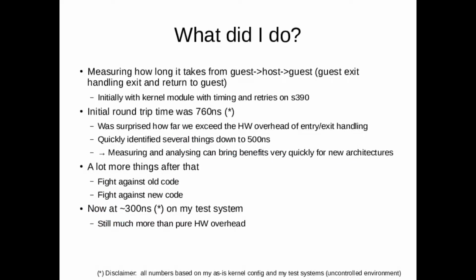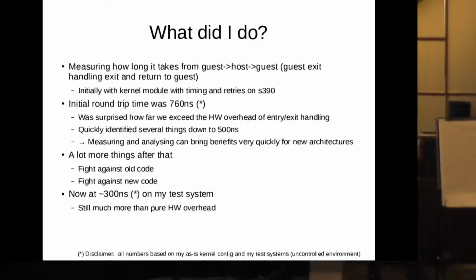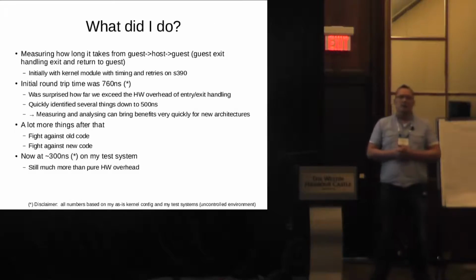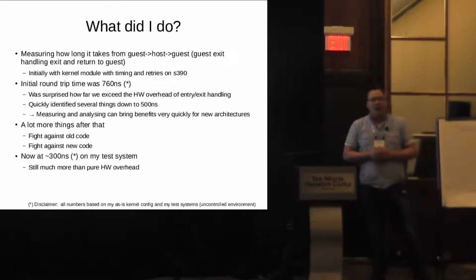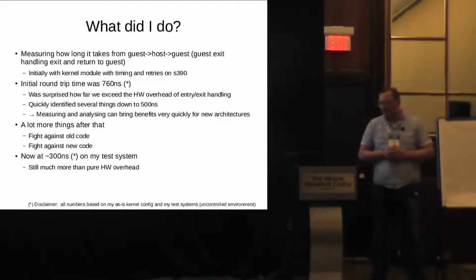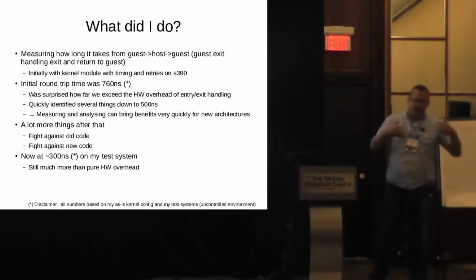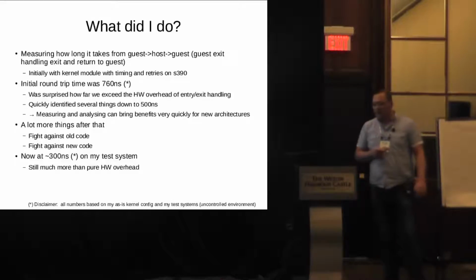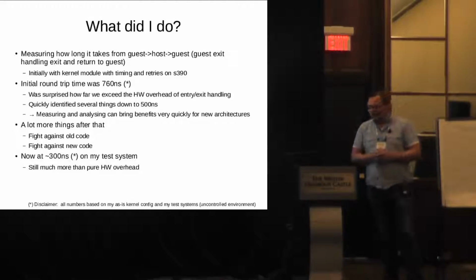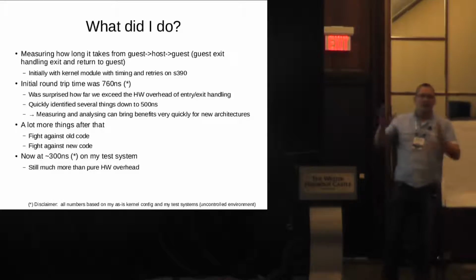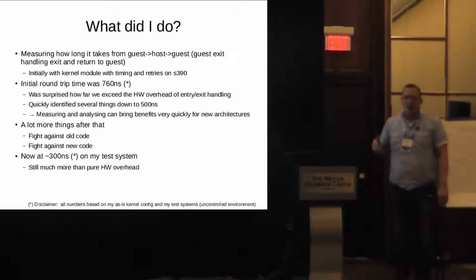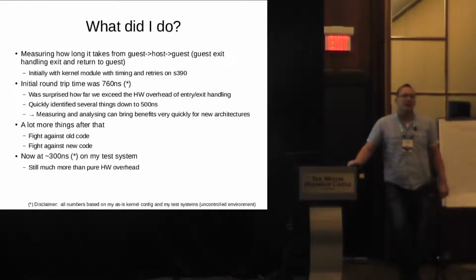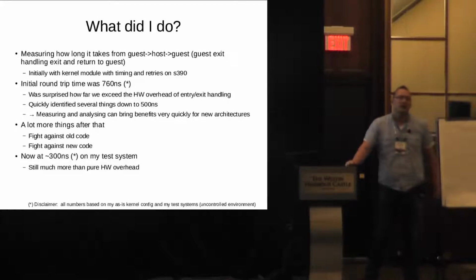So what did I do, basically? I wrote a kernel module for S390, which basically ran instructions where I knew that they will cause an exit from the guest. And then I measured the time before and the time after, and I did several thousand iterations, did the math, the average, and so on. And the initial round-trip time on my system back then, with the config that I had, on the old system that I had, was actually much, much higher than I would have expected it to be, knowing the time that the hardware actually takes doing a guest exit.